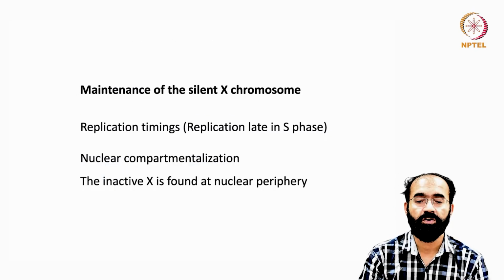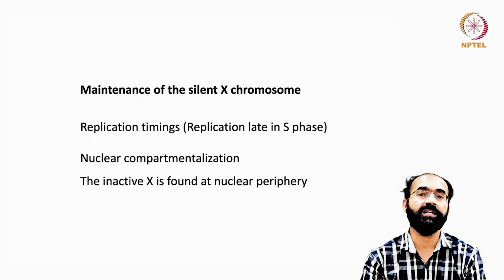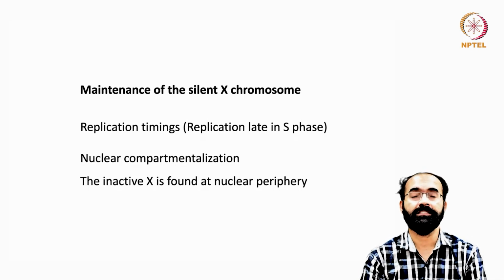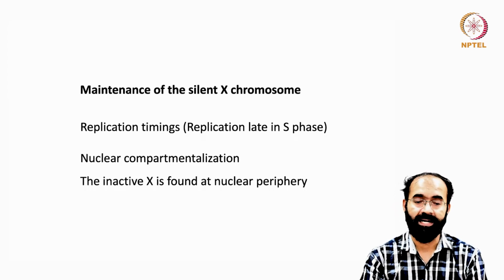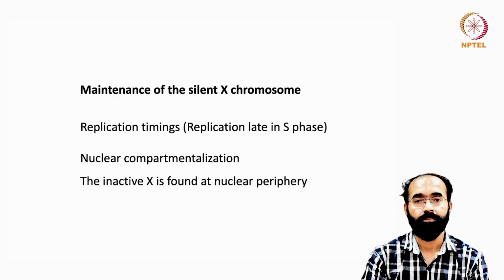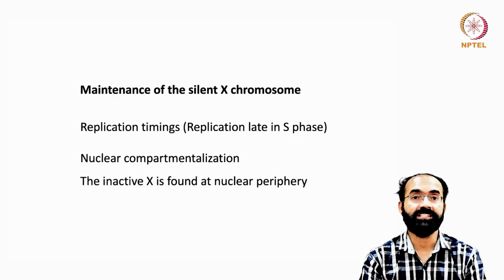So, maintenance of the silent X chromosome. Like I told you in the earlier class also, making a 10-storied building is easy. Easy means possible, but maintaining that is really tough, because it can go dirty. If it is not maintained, it can go really bad. In the same way, once the X chromosome is inactivated, it has to be maintained. So many things have to be taken into consideration, such as replication timings.